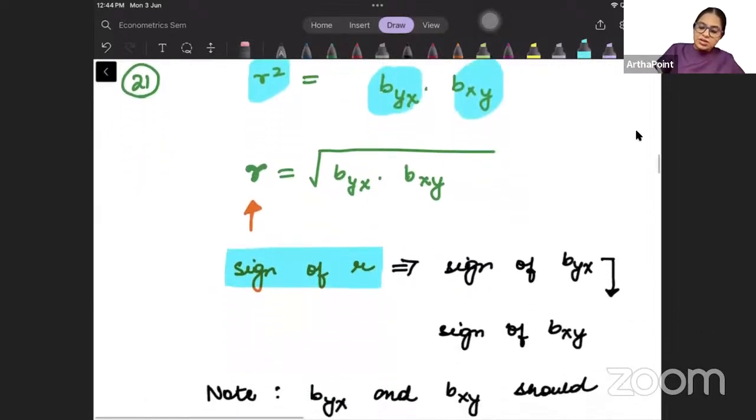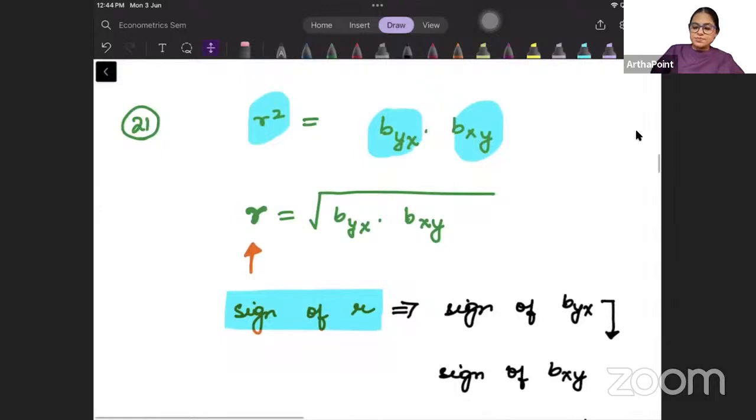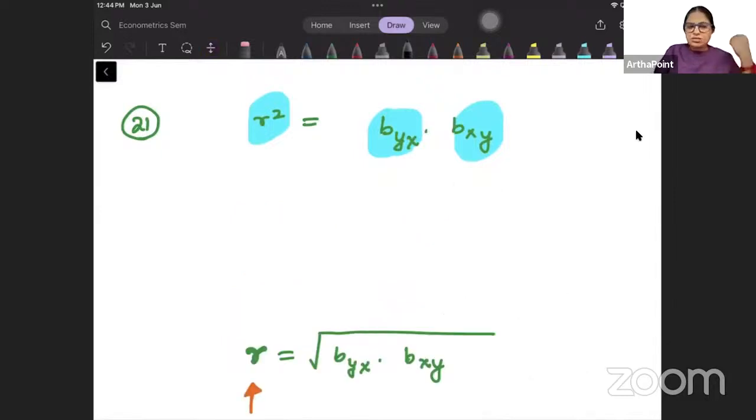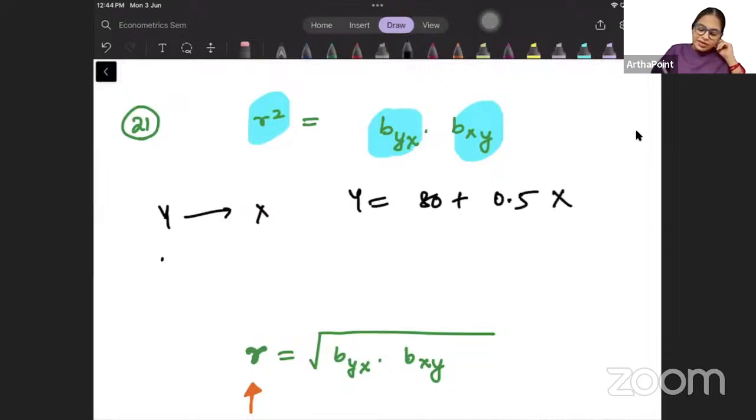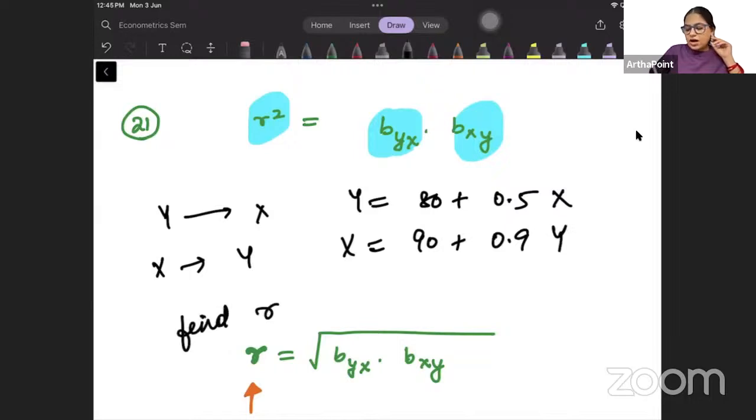So, suppose someone gives you something like this. This came in the 2023 paper only. Suppose someone tells you that when Y is regressed on X, your model is Y is equal to 80 plus 0.5X. And when X is regressed on Y, X is equal to 90 plus 0.9Y. And I ask you to find R square.